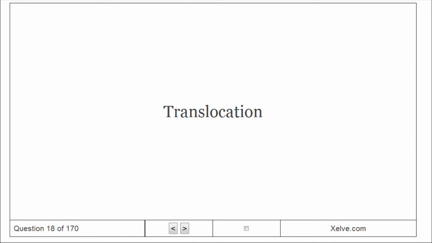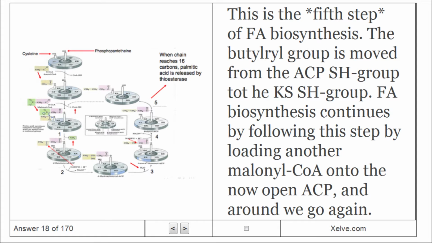Translocation. This is the fifth step of FA biosynthesis. The butyryl group is moved from the ACP SH group to the KS SH group. FA biosynthesis continues by loading another malonyl-CoA onto the now open ACP, and around we go again.